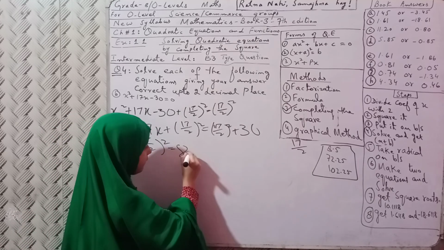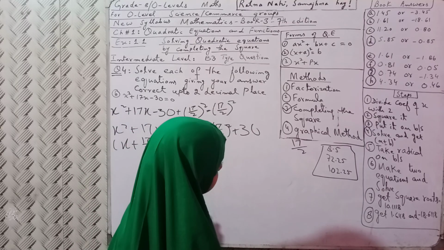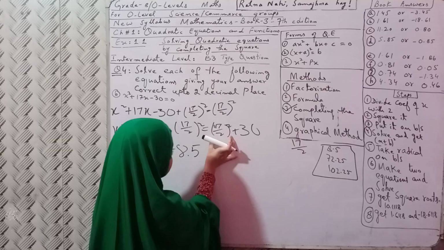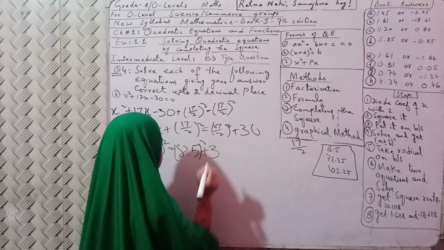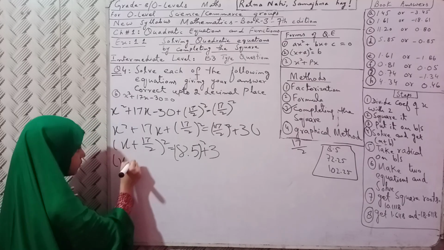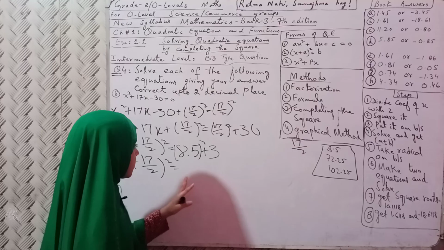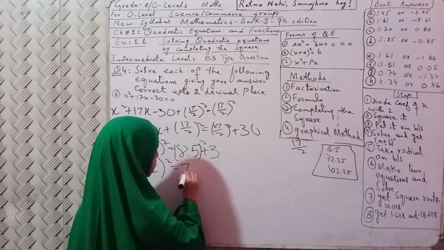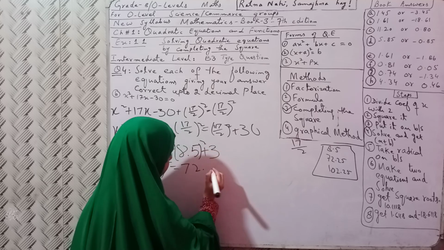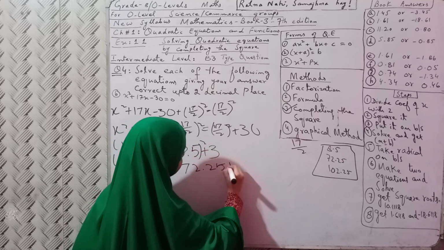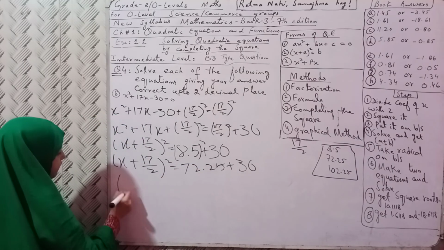Then 8.5. Then this will be divided, and the answer will become this. Then we will take out the square. So x plus 17 upon 2 whole square is equal to 72.25 plus 30, which is 102.25.